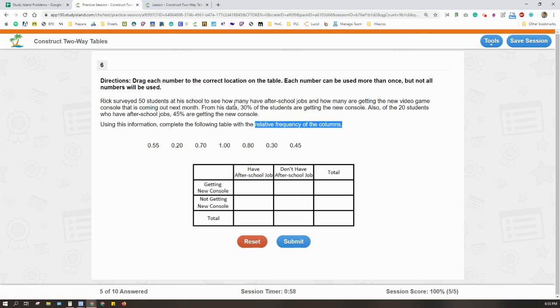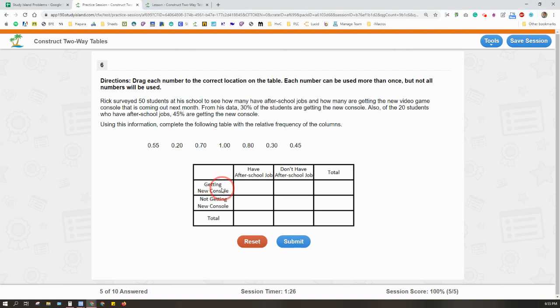From his data, 30% of the students are getting the new console. That's 30% of the students, period. So when we are looking at this table, we have to make sure that the section that says getting the new console is 30% of all the total students that he surveyed. Now, where does it say getting the new console?